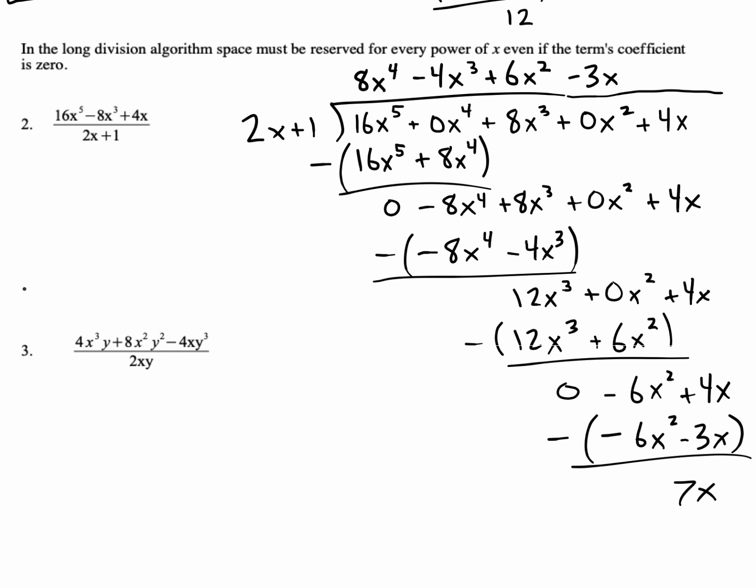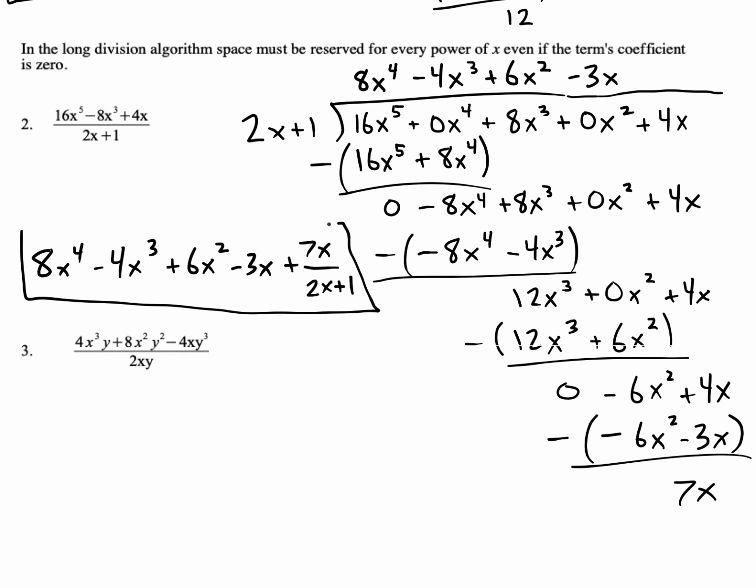With that in mind, our final answer will be 8x to the fourth minus 4x cubed plus 6x squared minus 3x, and then plus 7x over 2x plus 1. That's our final result.